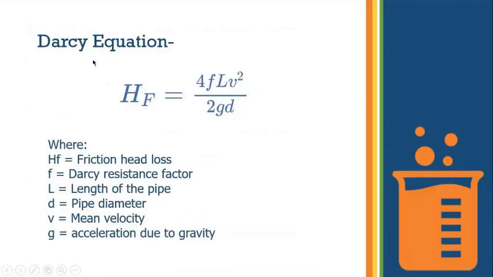Now, this experiment is mainly based on the equation shown on the screen. That is, the friction head loss is equal to 4 times the Darcy resistance factor times the length of the pipe times the square of the mean velocity, upon 2 times the acceleration due to gravity times the pipe diameter.